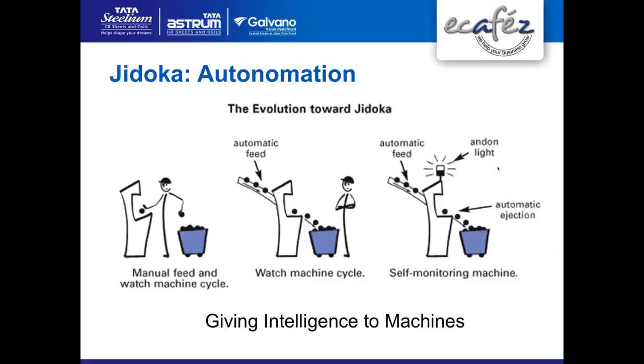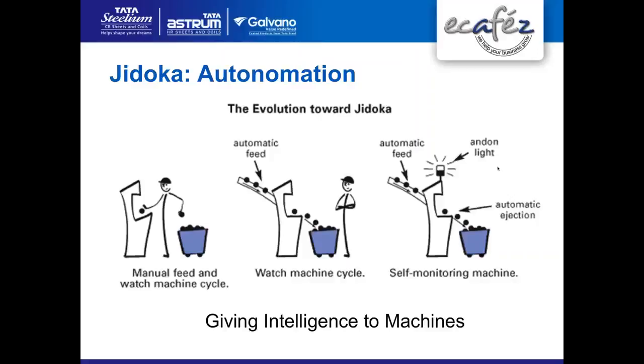In the same machine, further intelligence was given. There was an automatic feeding mechanism and automatic ejection, and the machine was given intelligence to monitor itself. Once the bin is full, it automatically gives a signal, stops production, and signals by alarm and light, so the operator comes. So it has become free from the operator. Whenever the bin is full, only then does the operator come and change the bin. So intelligence is given to the machine.